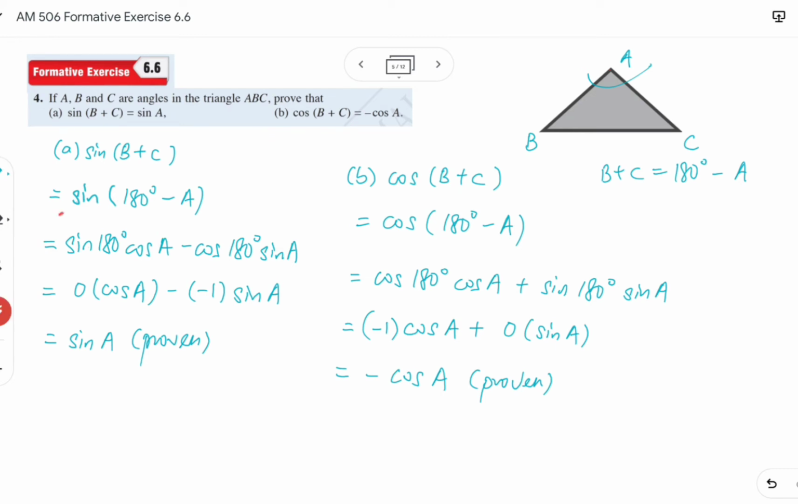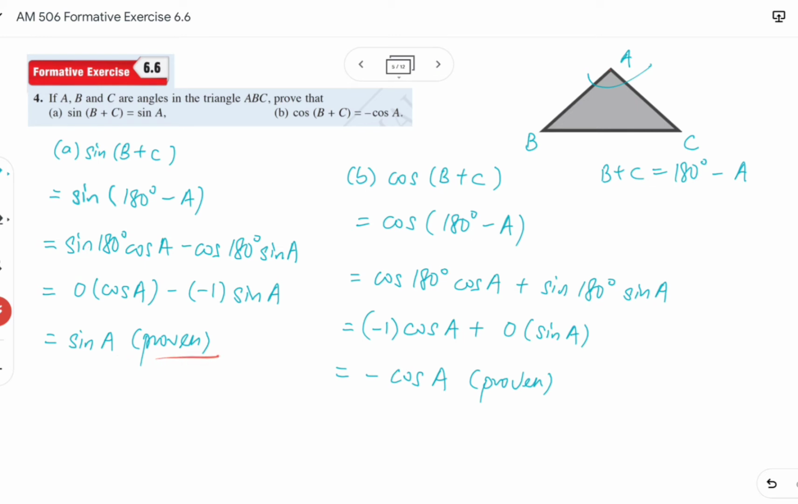Therefore, we will get sine of B plus C equals sine of 180 minus A. And if we expand with the addition formula, sine 180 degrees cosine A minus cosine 180 sine A, we will get 0 times cosine A minus negative 1 times sine A, which is sine A.